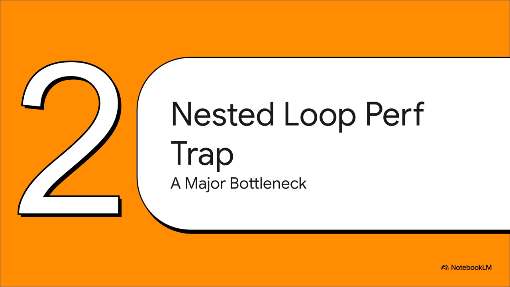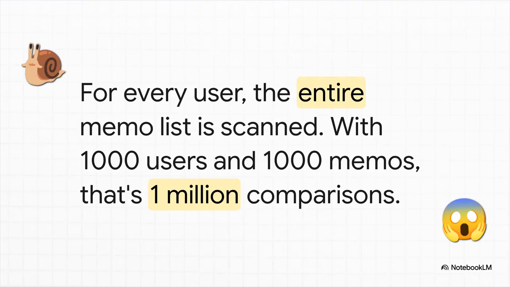All right, time to level up again. We've cleaned up our basic loops, but now we're facing a much sneakier problem, the performance trap that's hiding inside nested loops. This is where simple-looking code can turn into a major bottleneck. At first glance, this code seems totally reasonable, right? We have a list of users, a list of memos, and we just need to find the matches. So for every user, we scan through the entire list of memos.